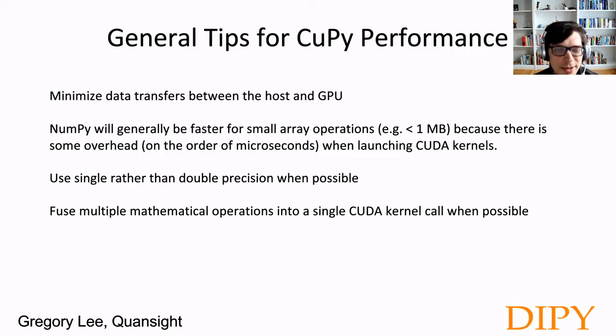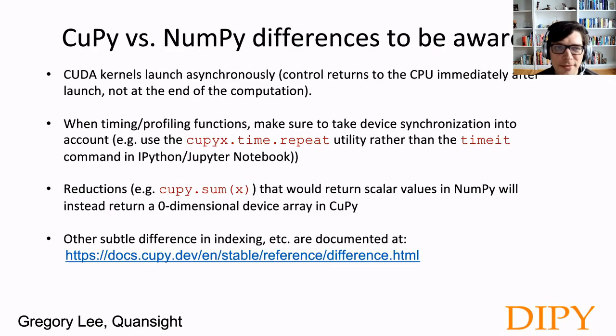It's on the order of microseconds, whereas I think general Python function launch overhead is more like hundreds of nanoseconds. And generally, single precision runs at least twice as fast on GPUs as double. It may be an order of magnitude faster on some classes of cards. I'll mention briefly later that it's often also advantageous to fuse multiple mathematical operations into a single CUDA kernel, and that mainly is related to the kernel launch overhead I mentioned before.